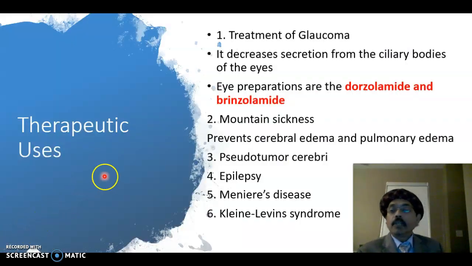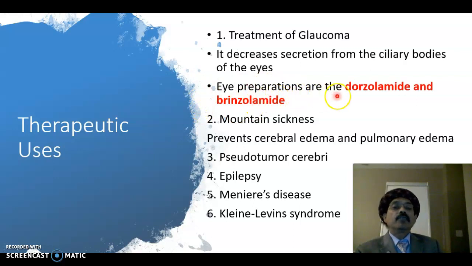So what are the therapeutic uses of acetazolamide and other carbonic anhydrase inhibitors? Treatment of glaucoma. What is glaucoma? Glaucoma is increased intraocular pressure. It may be due to blockage of the passage of the aqueous humor, or maybe excessive secretion. So this medication decreases the secretion from the ciliary bodies of the eyes. So this is used for the management of chronic glaucoma, and it should certainly be prescribed by a registered ophthalmologist.